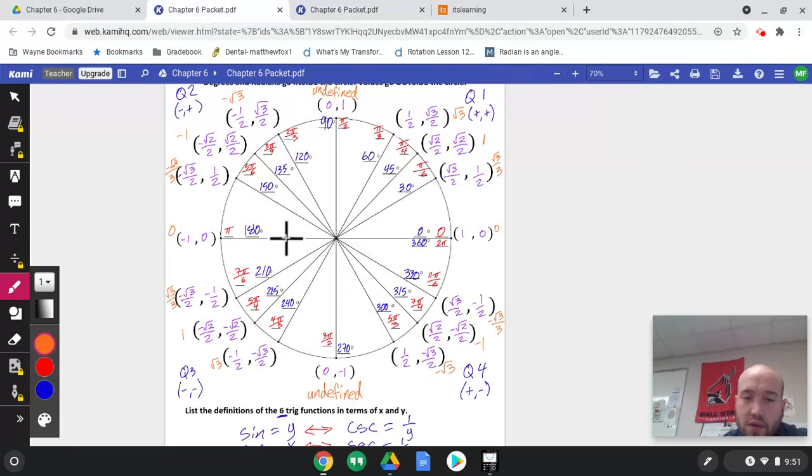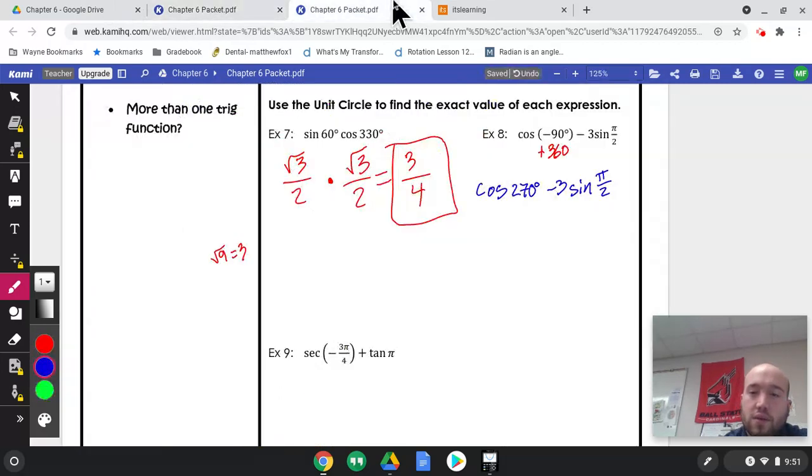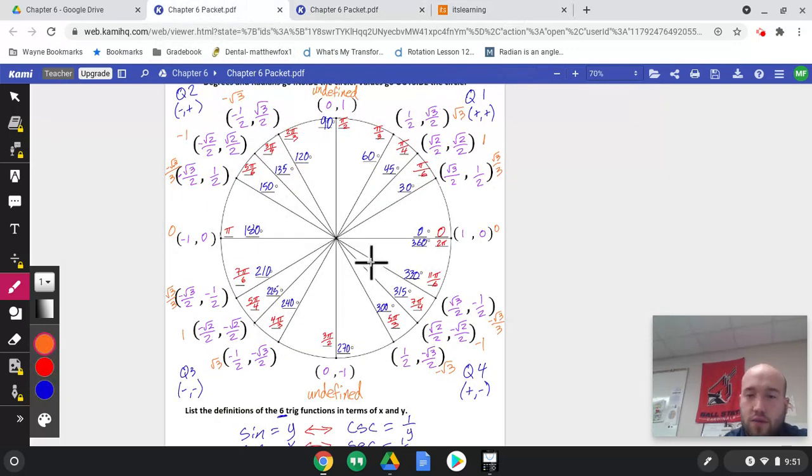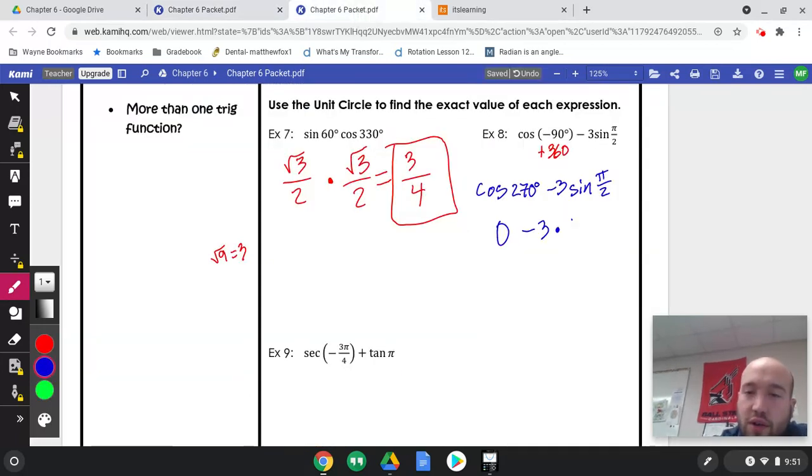So we go to our unit circle. 270 is down here. Cosine is the x. That says 0. So we get 0 minus 3 times whatever sine of pi over 2 is. So we go to sine of pi over 2. Pi over 2 is up here. Sine is 1. Okay, so 3 times 1.